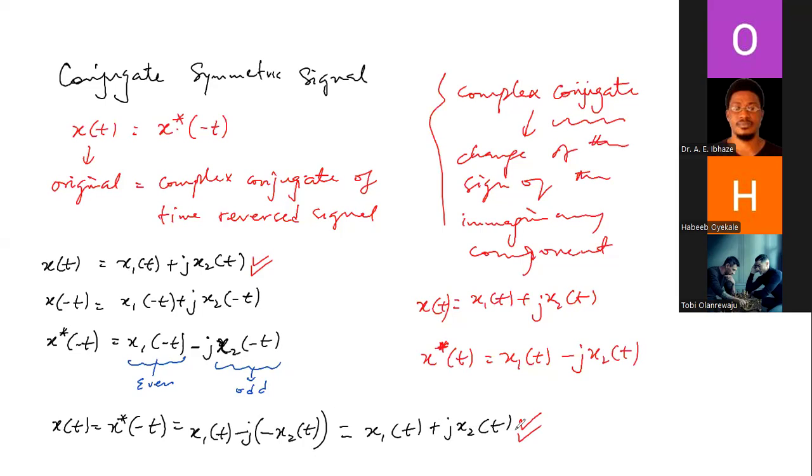Go ahead, please, Abdul Malik. Sir, please, why does S1 of minus t become an even signal? What makes it qualify as an even signal? And j S2 of minus t, what makes it qualify as an odd signal?